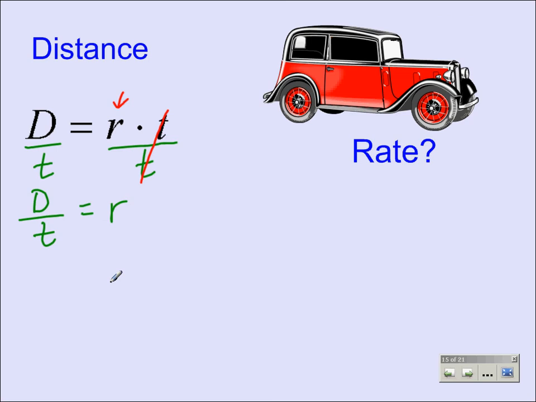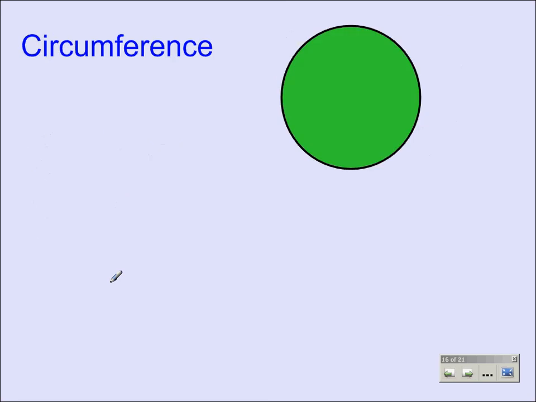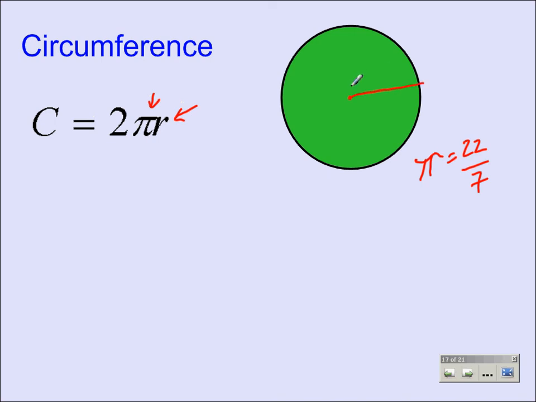Let's take a look at another one. Let's take a look at the circumference of a circle. We know that the formula for the circumference of a circle is C equals 2 pi r, where C again is circumference, pi is represented by the number 22 over 7, and r stands for the radius of the circle. From the center of the circle on out, that would represent the radius of a circle.